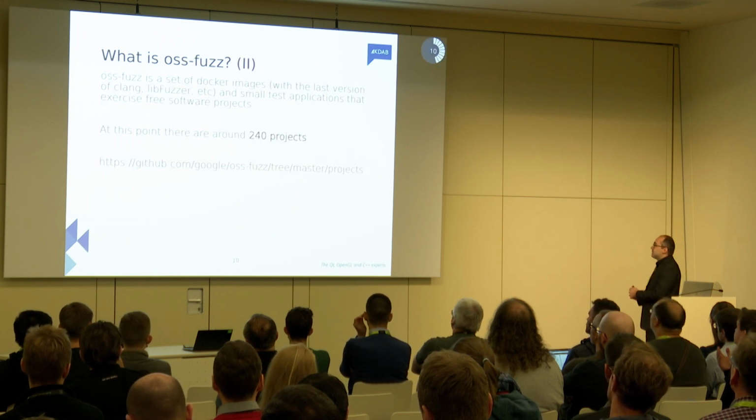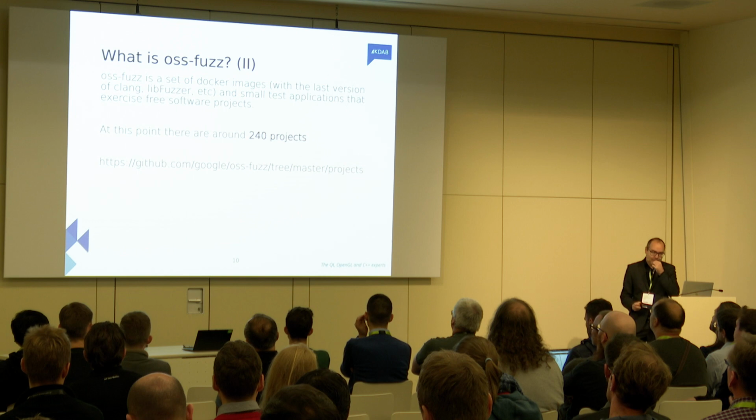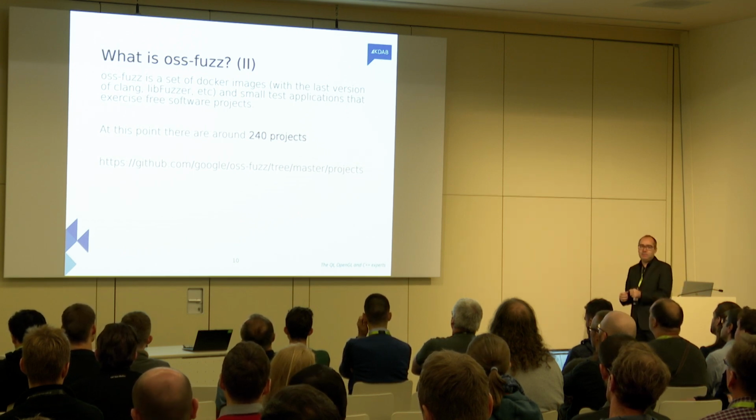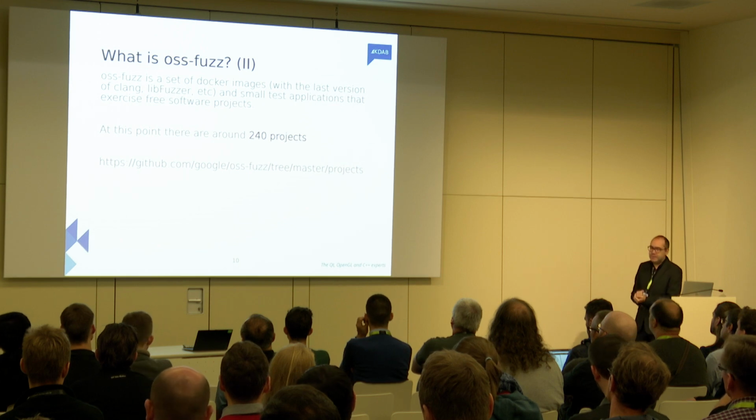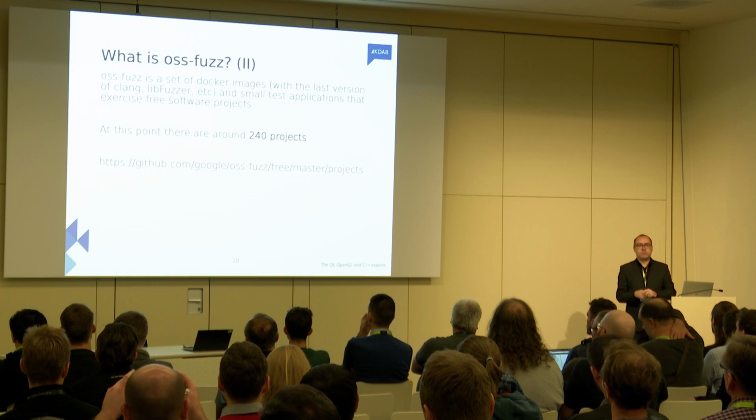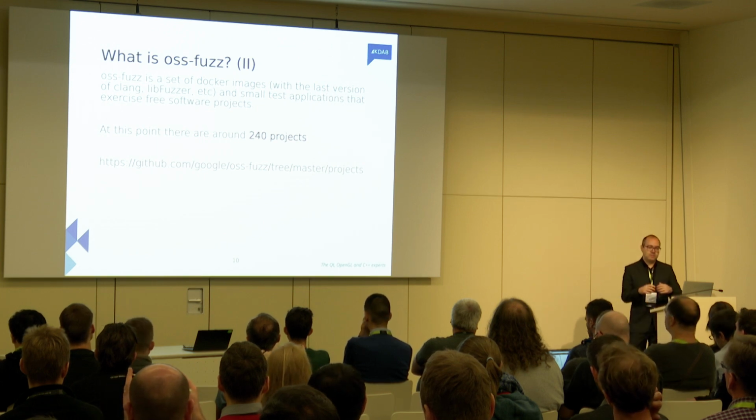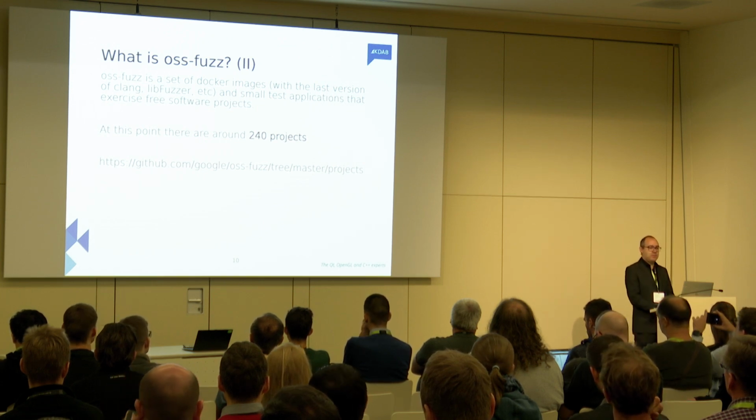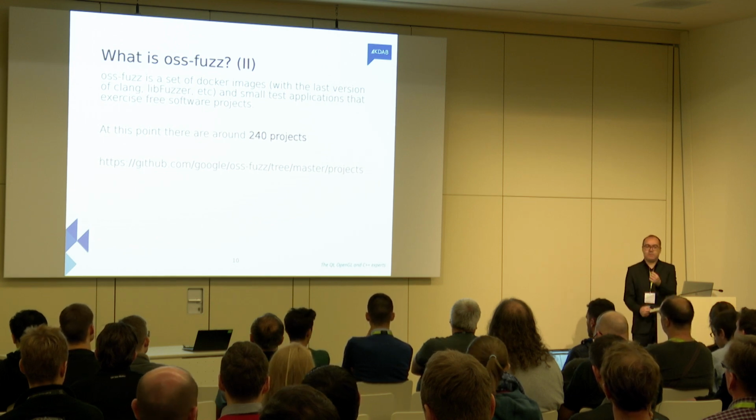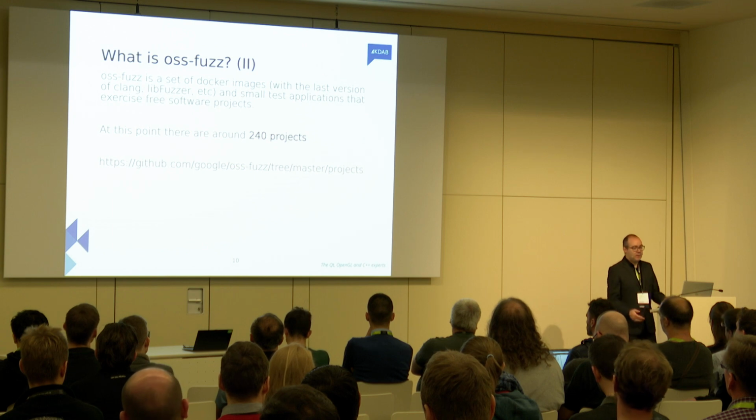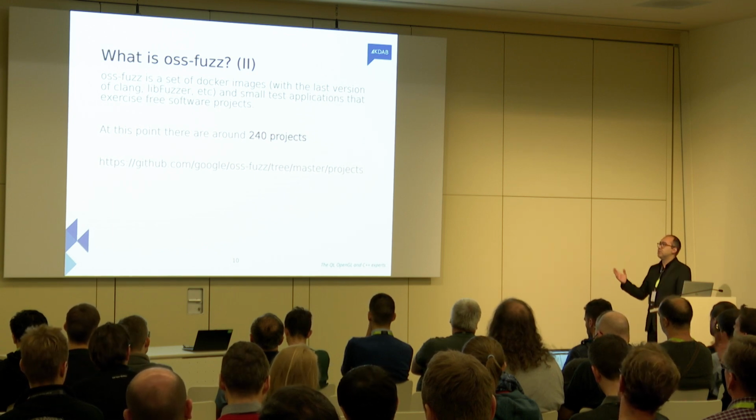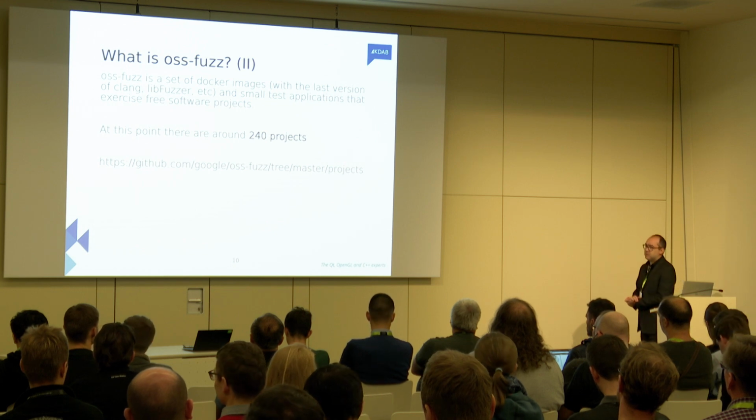What it is, it's a set of Docker images with the latest version of Clang and libfuzzer. That's very convenient, right? If you try to set these up on your work machines, maybe they are Ubuntu 16.04 or whatever, they have a very old Clang, and then you have to download Clang and compile it, and then you have to download libfuzzer and compile it. And it's like, before starting, you're already bored and you don't want to do it anymore. So they have all these as a set of Docker images, right?